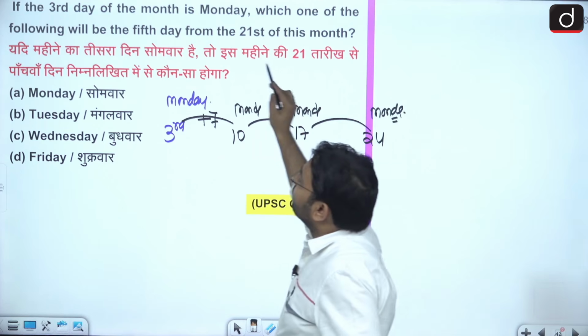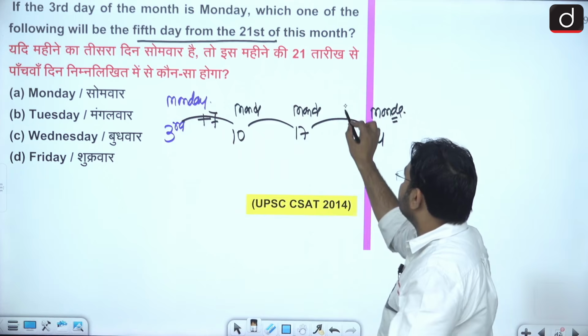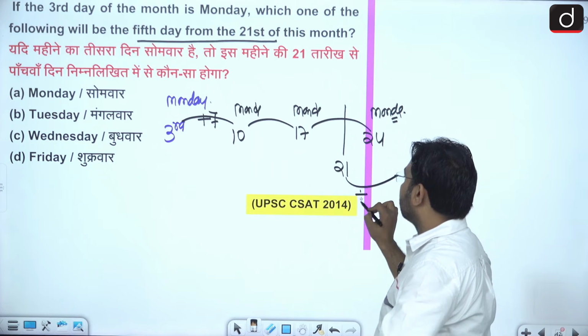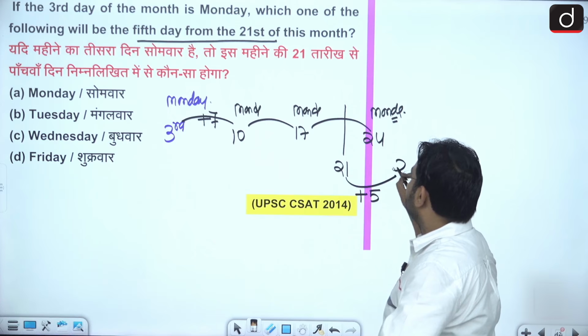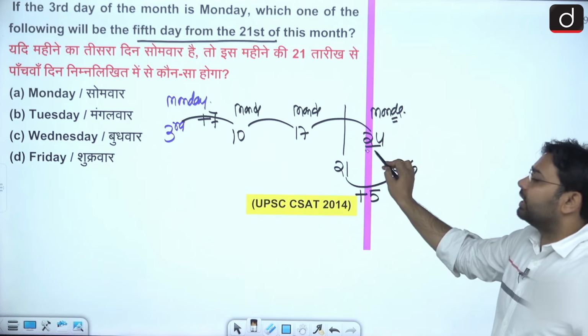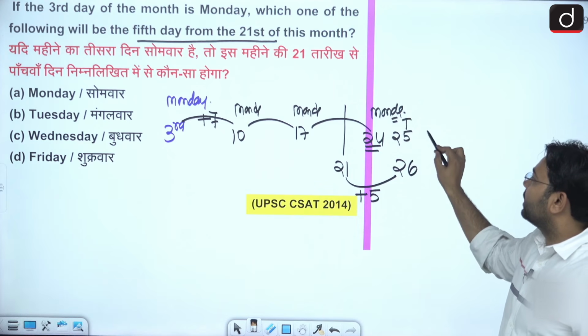Then he wants the 5th day from the 21st. If this is 21st plus 5, 26. If 24 is Monday, then 25 is Tuesday, and 26 is on Wednesday.